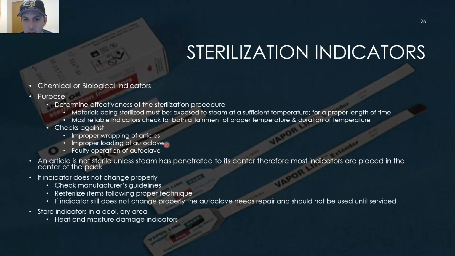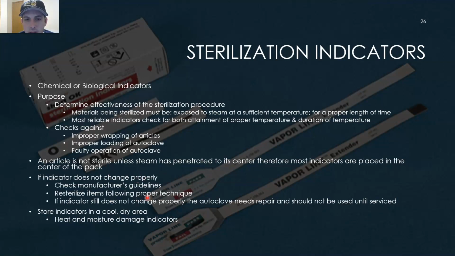So we'll talk about how to load this as well. And then there's always the possibility that the autoclave is not working. So how these things work, the hardest part to penetrate is the center. So you put one of these indicators in the center of the pack. That way, when you go and open the pack, you will be able to check the sensor or the indicator.